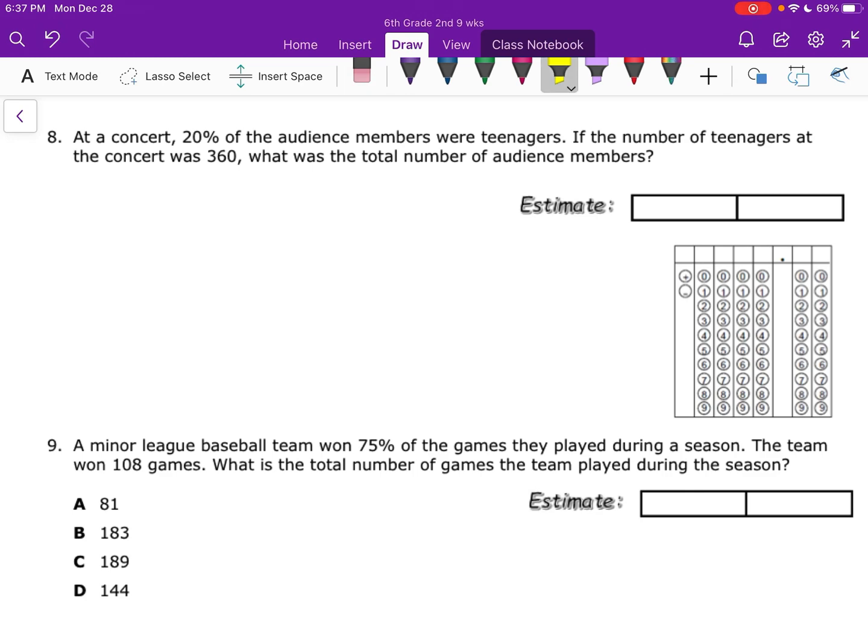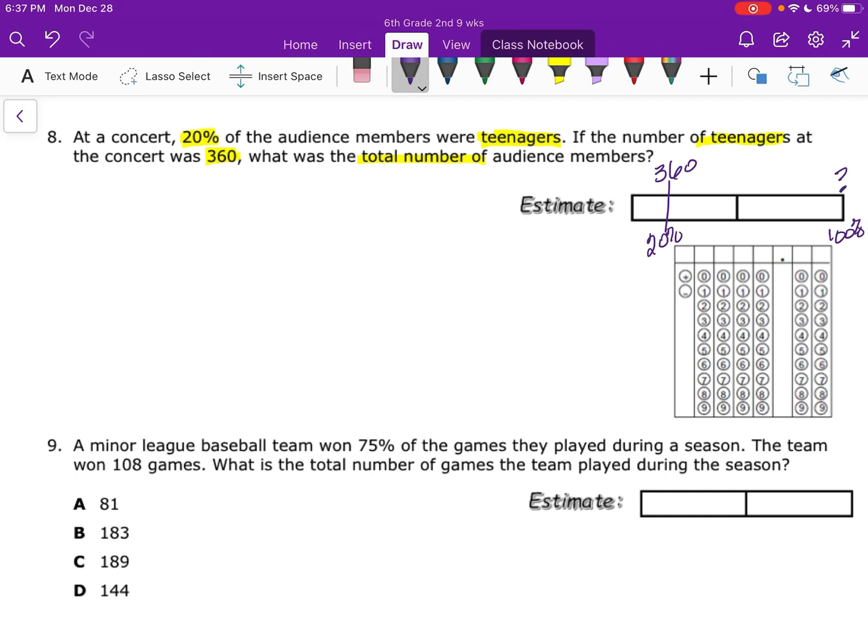All right, so 20% are teenagers. The number of teenagers at the concert was 360. Remember, if the percent and the number they give you are talking about the same thing, that means you're going to be missing your total. What is the total number? We don't know the total, but we do know that 20% is 360. So our 100% is going to be way more than 360, right?